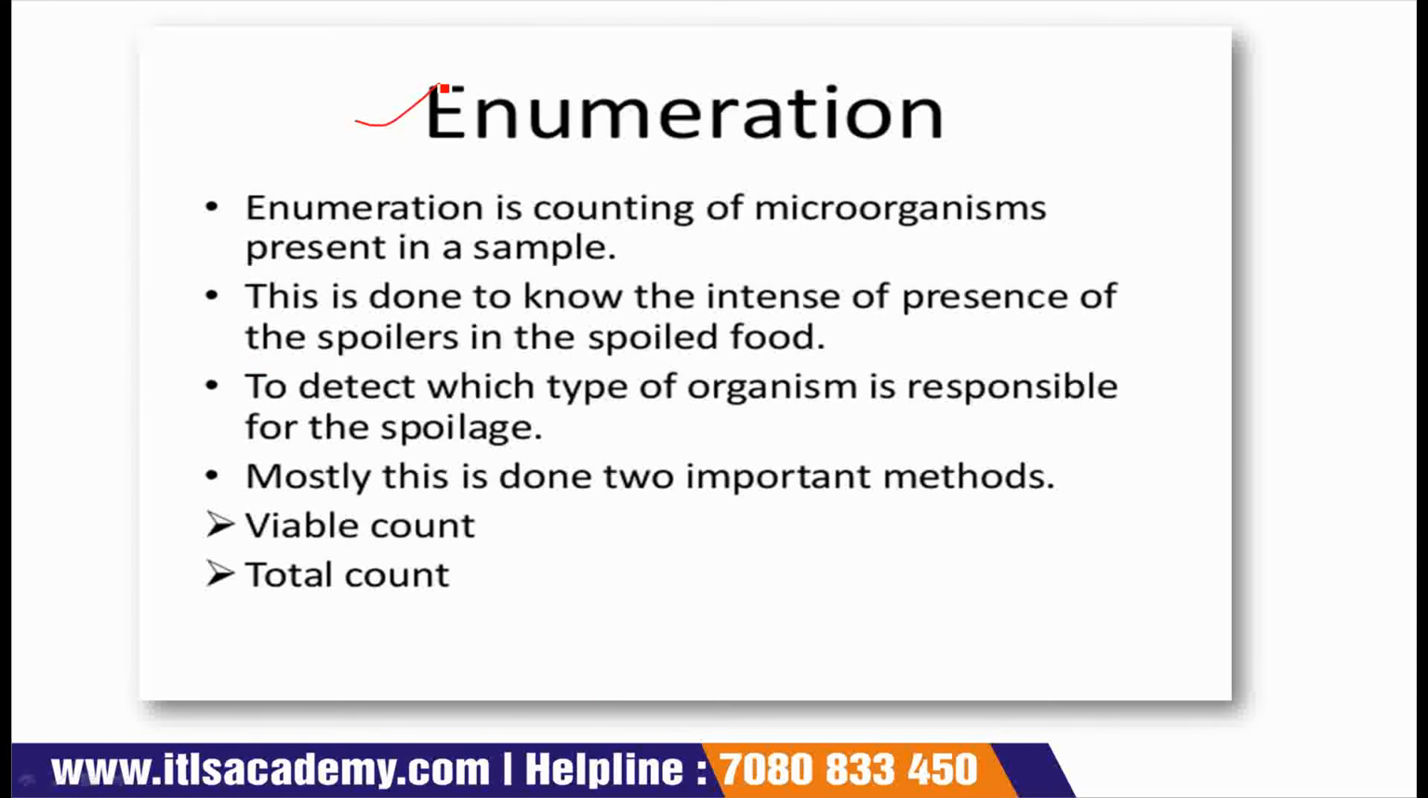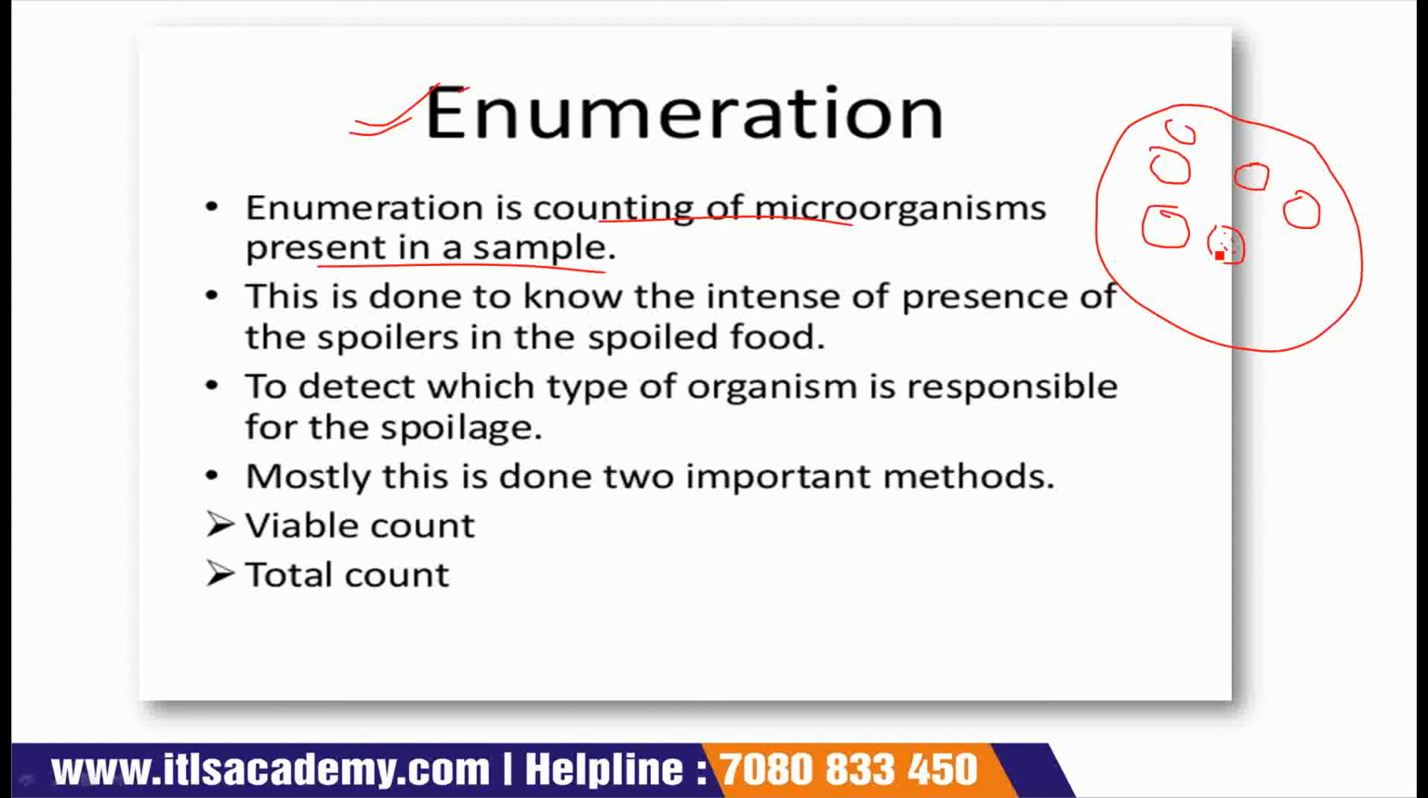So, here is the definition of enumeration. Enumeration is counting of microorganisms that are present in a sample. You have to count microorganisms if you are given a sample, and if these are colonies of microorganisms, then you just have to count what number of organisms are present in this particular sample, and this counting is known as enumeration.